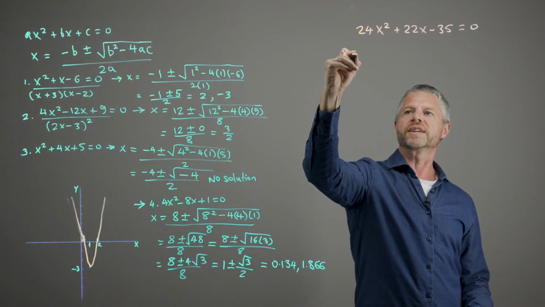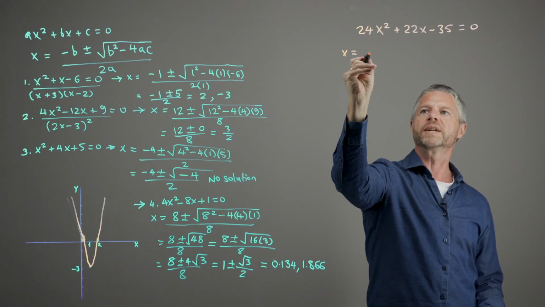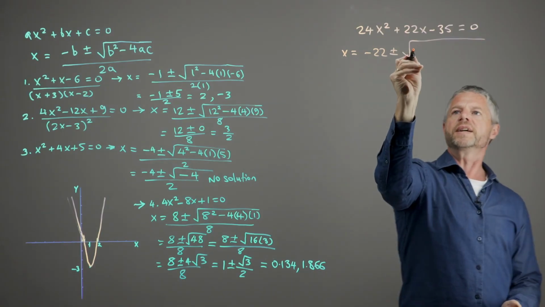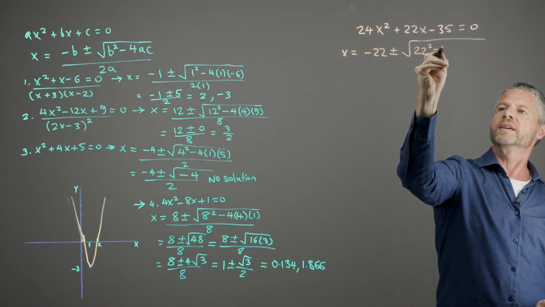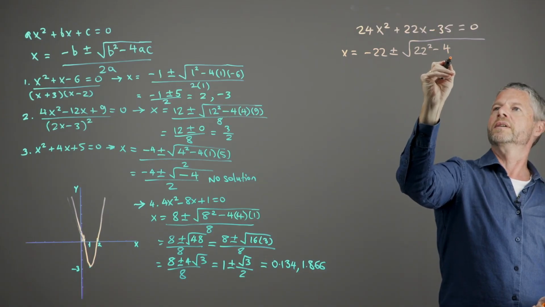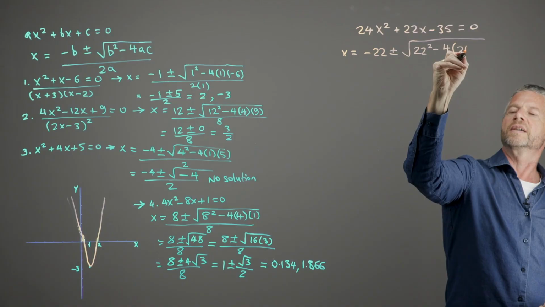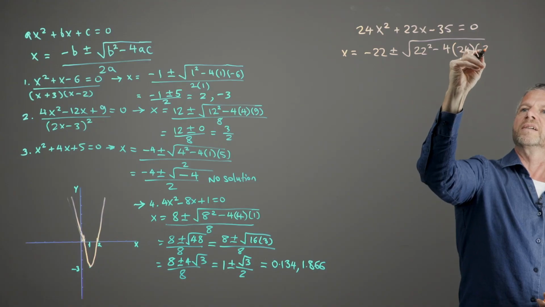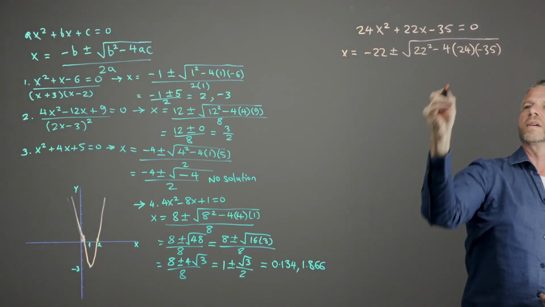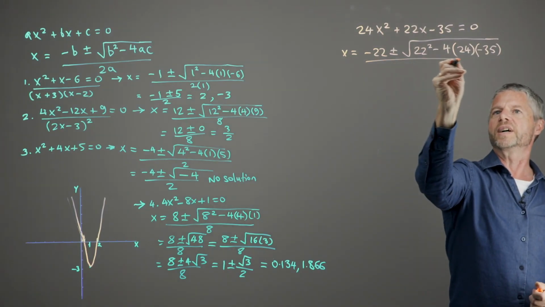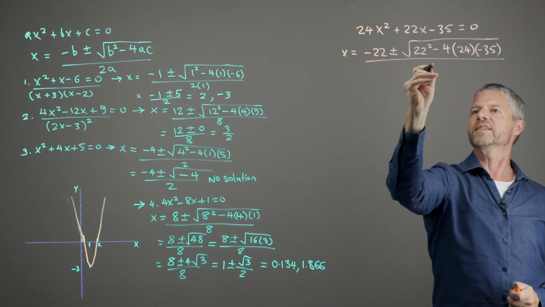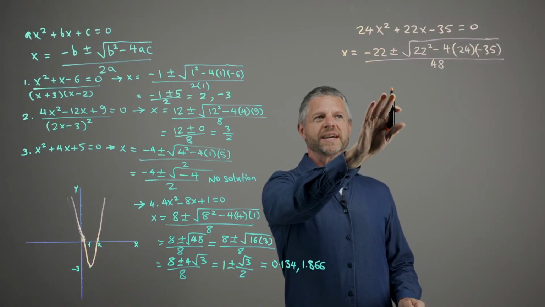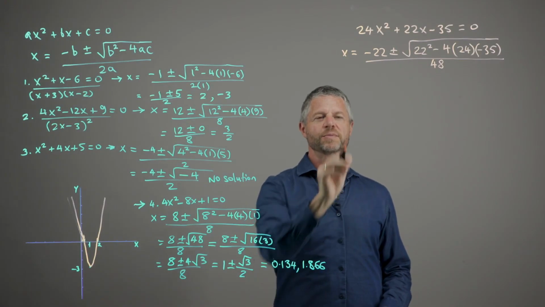So using the quadratic formula, we start with minus b, so minus 22, plus or minus square root of b squared, so 22 squared, minus 4a, and then c, and then we're going to divide by 2a, so divide by 48. So this is what we get when we plug in our numbers into the quadratic formula.